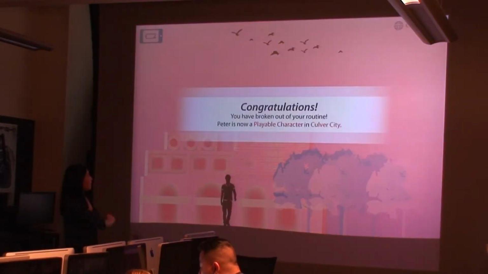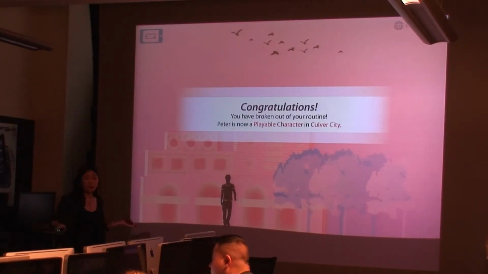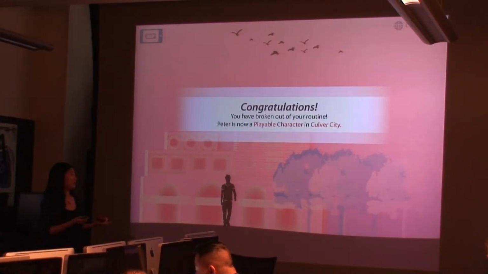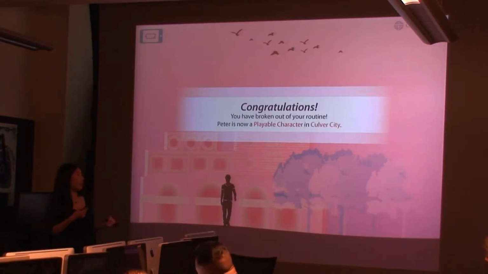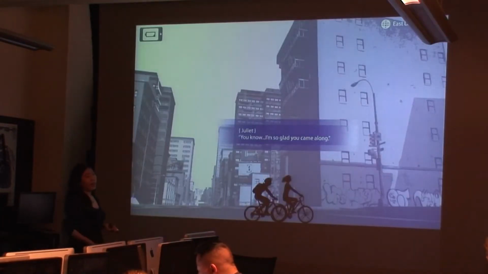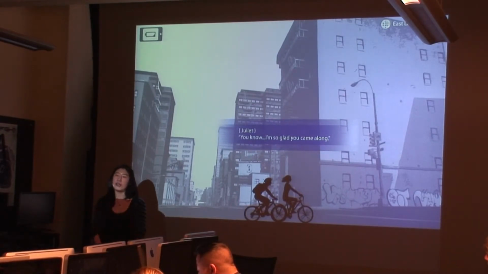But then, when Peter, the player, gets out of his routine, there's a congratulation: you broke out of your routine, and now you can play yourself in this city you just unlocked. And when this happens, Juliet calls you, texts you, whatever, and then you can go help her find her friend, or you can just explore that particular city level on your own.